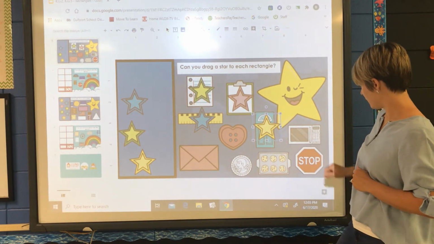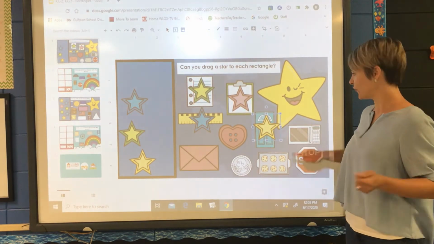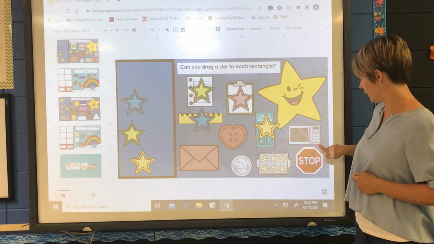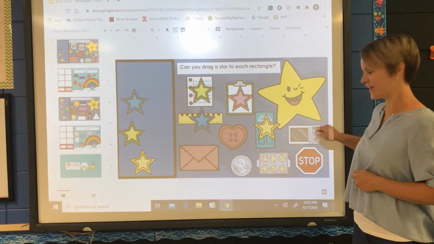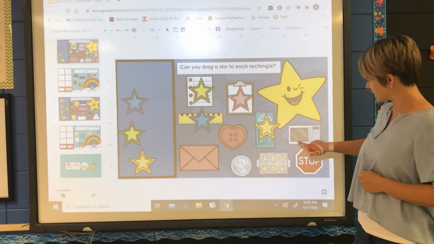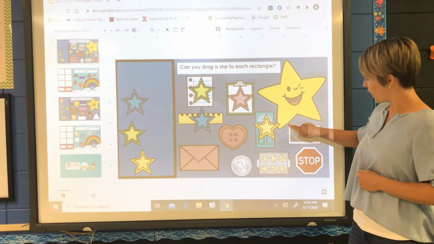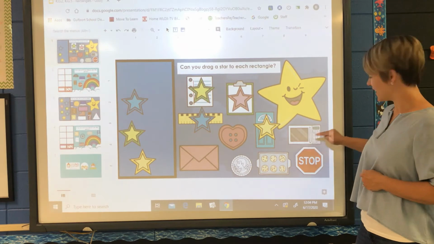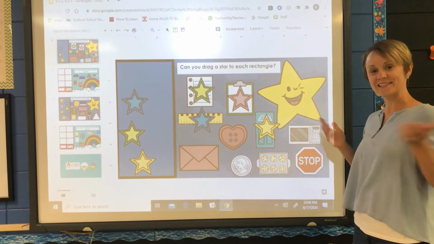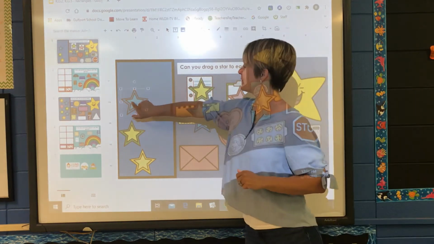Here's the microwave. It has corners too. 1, 2, 3, 4 of them. 1 long side, 2 long sides, 1 short side, 2 short sides. That's a rectangle.